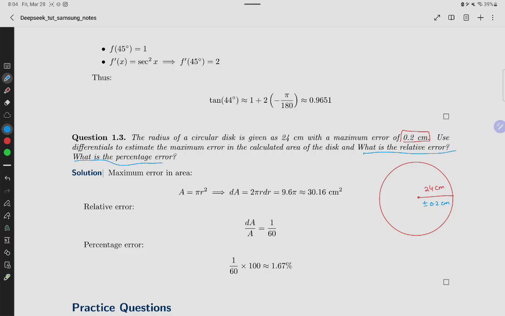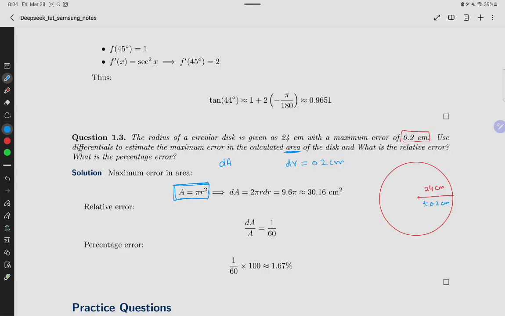So first of all, we need to find the maximum error in the calculated area. First we need to know the formula for the area. That is A equals pi r square, and since the error in the radius is 0.2 centimeters, we'll have delta r, the change in the radius, equal to 0.2 centimeter. And now we need to find the error in the calculated area, so we need to find the differential dA.